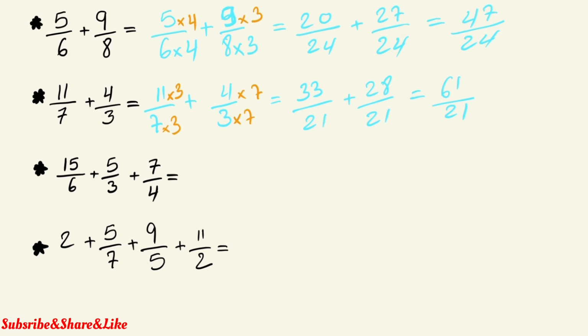Let's do the third example. We have three numbers now. We have 15 over 6 plus 5 over 3 plus 7 over 4. So we take those numbers here and put them the same way: 15 over 6 plus 5 over 3 plus 7 over 4.